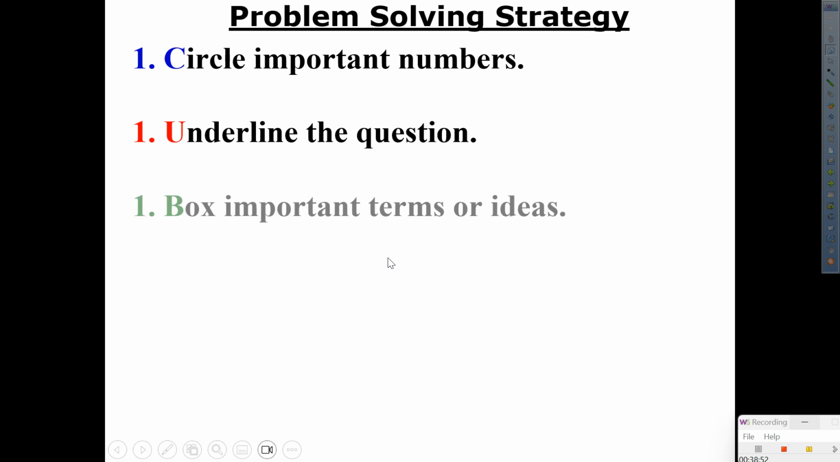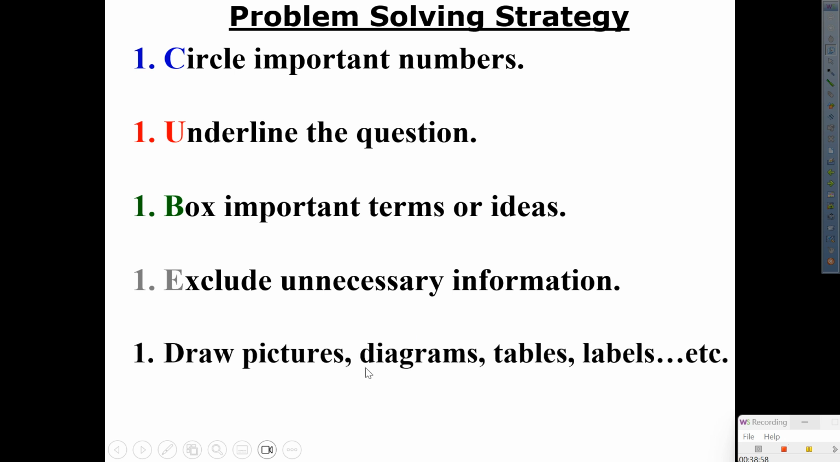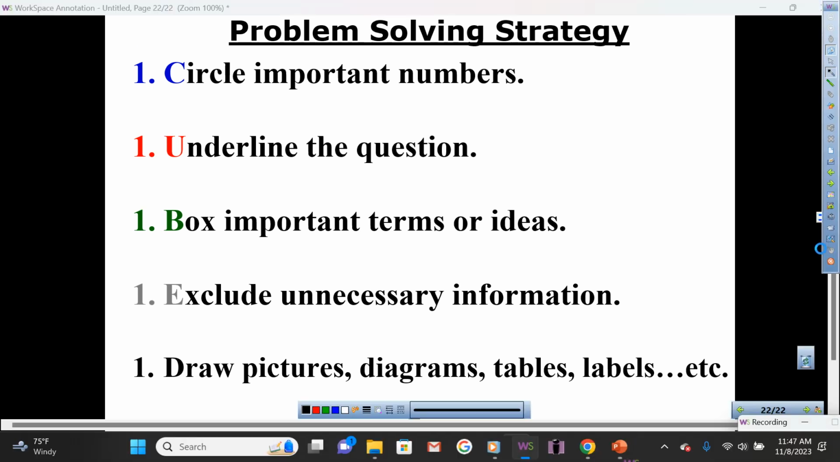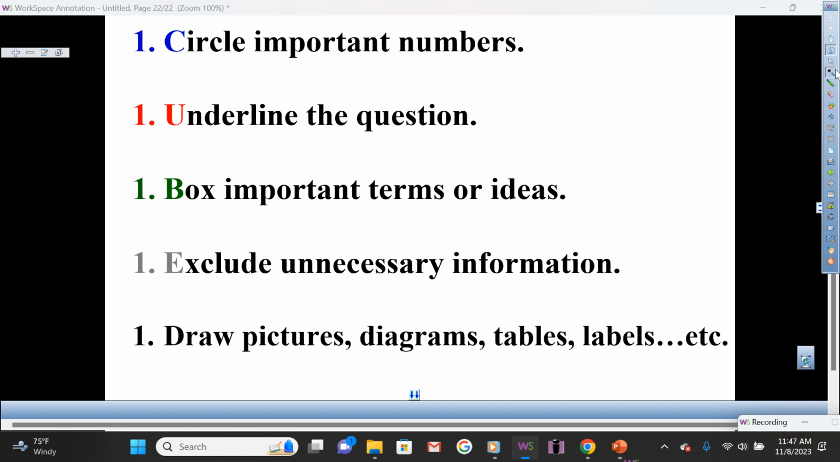Number 3, box important terms or ideas. Number 4, exclude unnecessary information. And number 5, draw pictures, diagrams, tables, etc. So go ahead and copy those steps, please. We're going to be using those steps for our word problems or problem-solving strategies. This is 2, 3, 4, and 5.